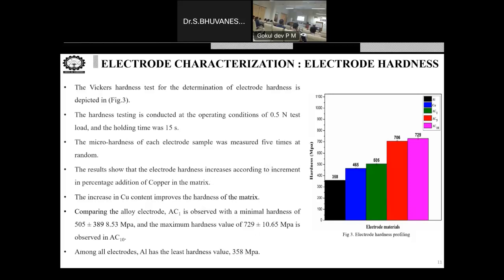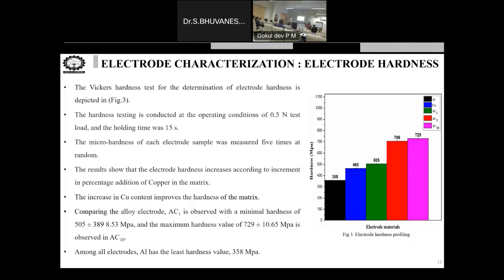Electrode hardness: this alloy electrode was subjected to the Vickers hardness test. It will be like a Vickers cup. We have to keep our electrode there and give a certain force. The force given is 0.5 Newton and the holding time is 15 seconds. We are giving some force for some time, then we are finding out its hardness.